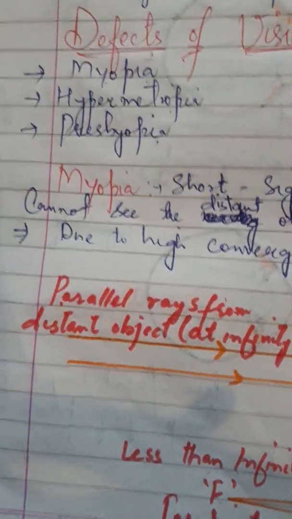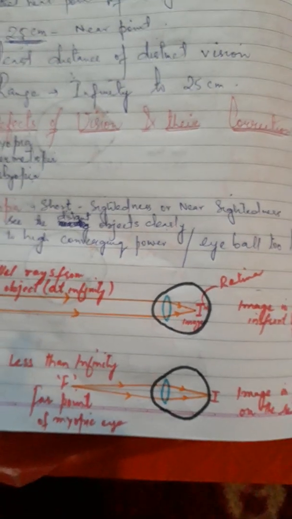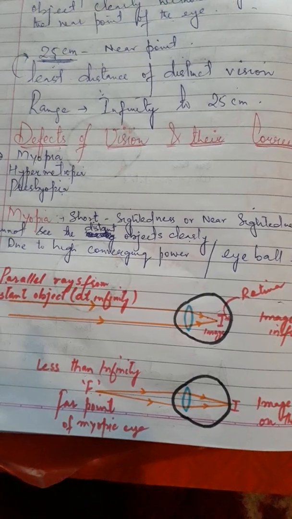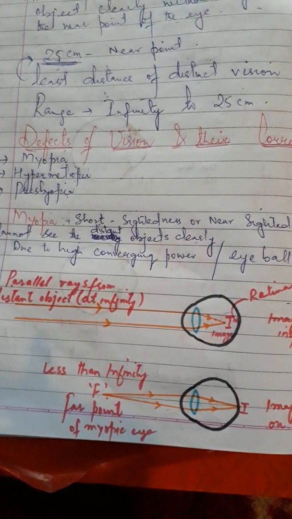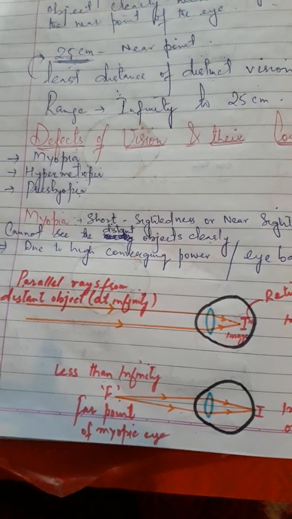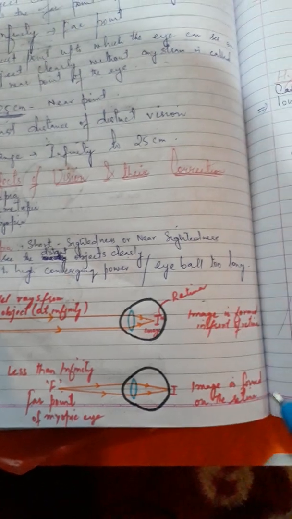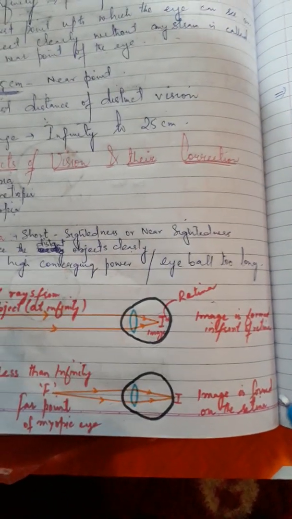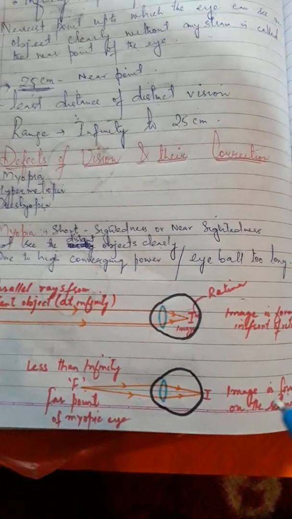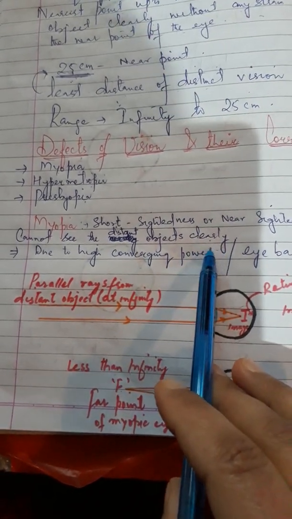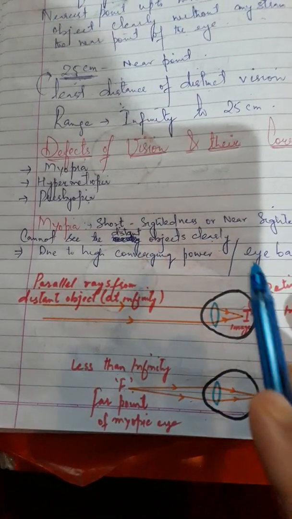So let's start with myopia. What is myopia? You can say short-sightedness or nearsightedness. A short-sighted person means that the sight of the person to see nearby objects is normal, but his long sight to see distant objects is defective. So myopia or short-sightedness is that defect of vision in which a person cannot see the distant objects clearly, though he can see the nearby objects clearly.